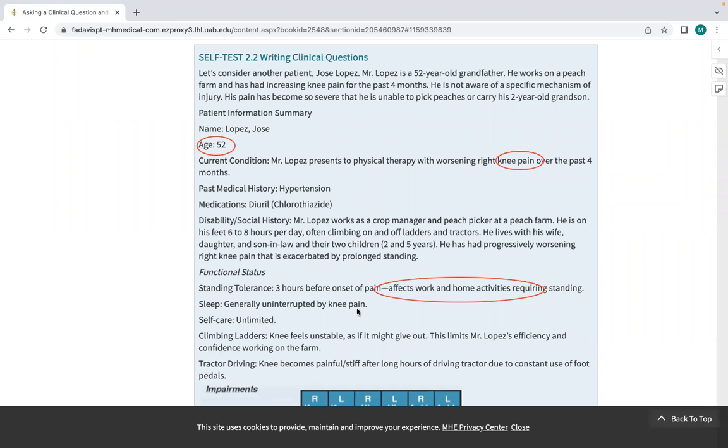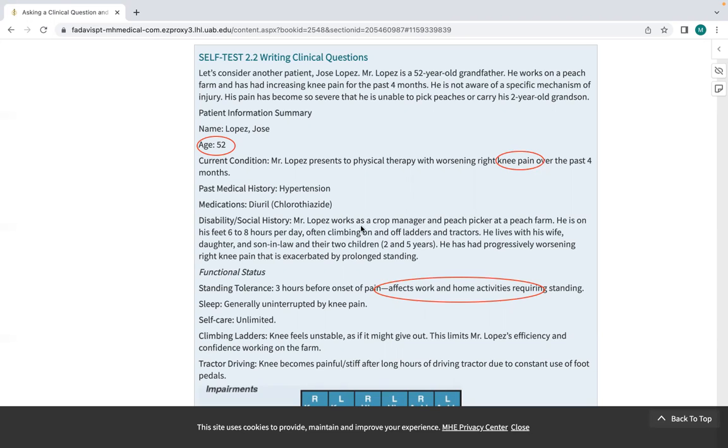So I read the information, and for patient characteristics, it says the patient is 52 years old, so that means he's an adult. It says he has knee pain, so that's his ailment. And it also refers to him as a he, so we're dealing with a male. So I have my patient characteristics. My goal is to read this and translate the information they're giving me into words I can put into PubMed and retrieve articles.